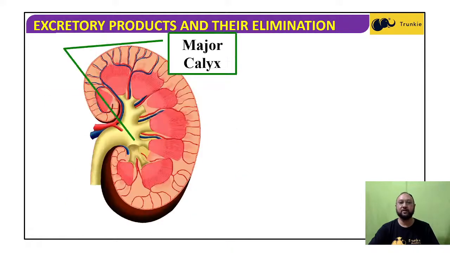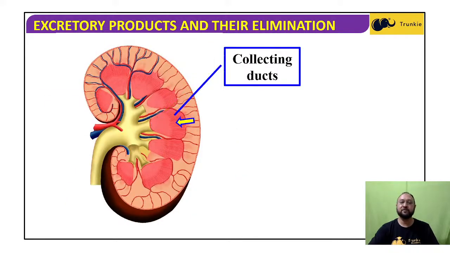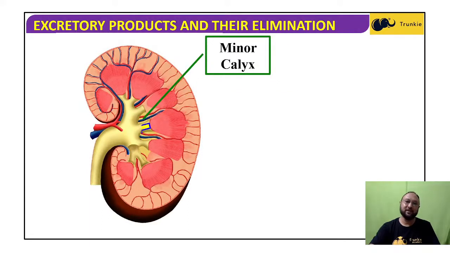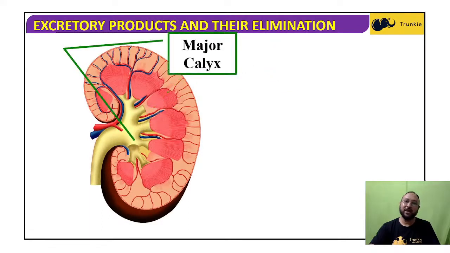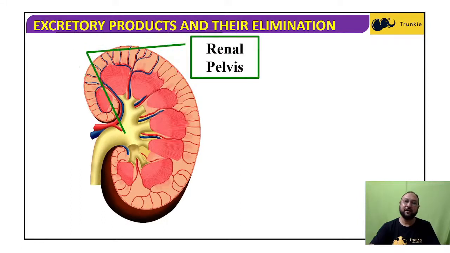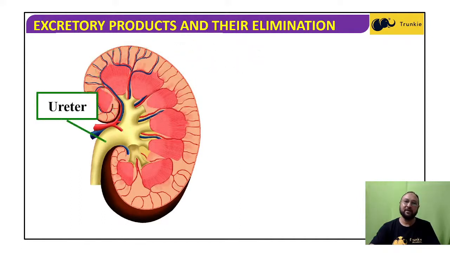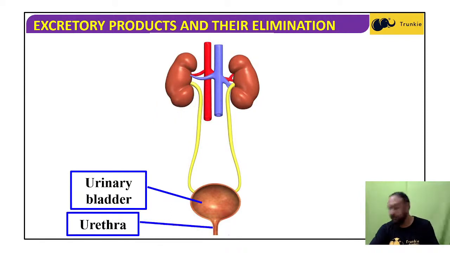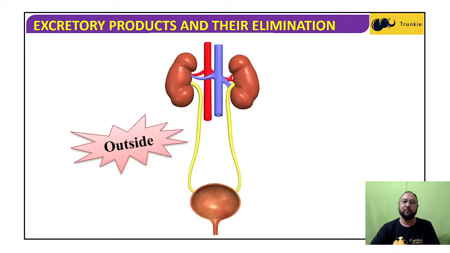Okay, once again just listen. Most of the students are not understanding or not remembering this part. After the collecting ducts, it is the papillary ducts. Then the minor calyx. Then the major calyx. Then the renal pelvis. Then the ureter. Then comes the urinary bladder, and from the urethra it goes outside.